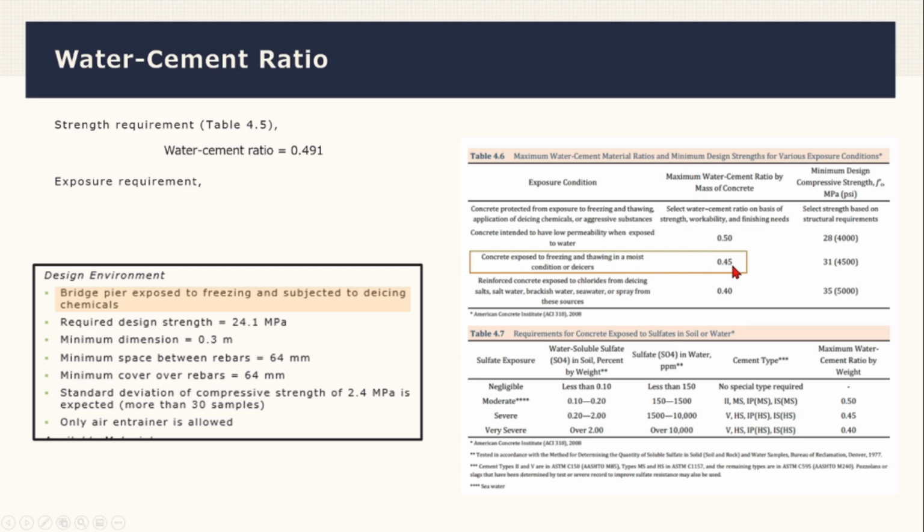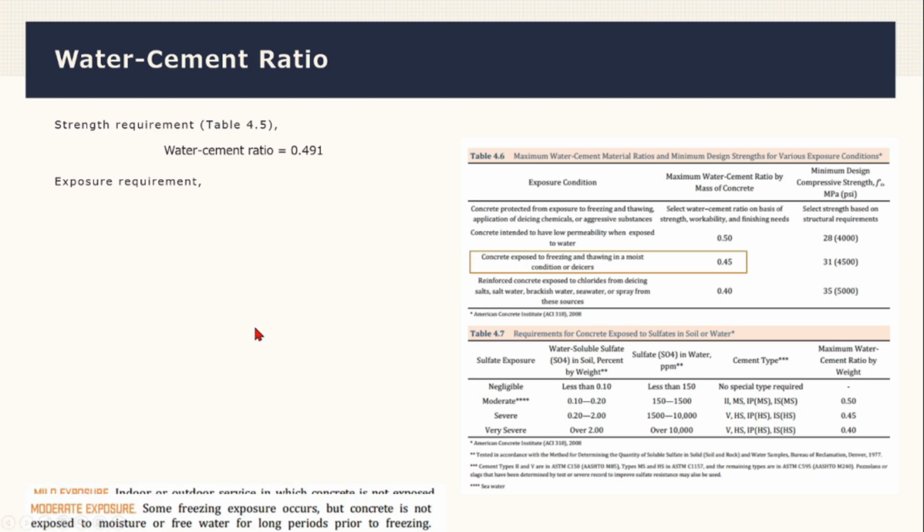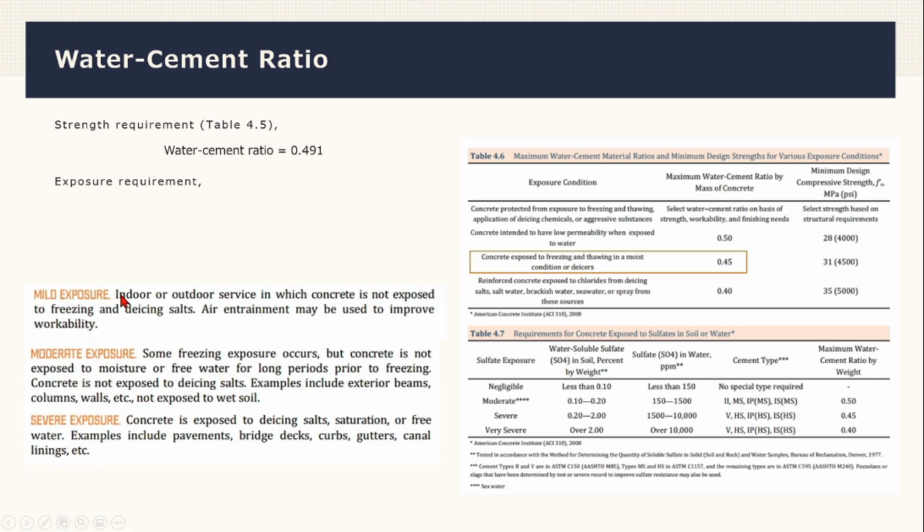But this is not the only maximum water content that we are looking for. We should also consider Table 4.7, wherein the exposure categories are moderate, severe, and very severe, which means we have to categorize these exposure conditions. Again, from ACI, mild exposure corresponds to indoor or outdoor surface in which concrete is not exposed. Moderate exposure, some freezing exposure occurs, while severe exposure, concrete is exposed to de-icing, meaning this is the exposure that we are looking for, which is concrete is exposed.